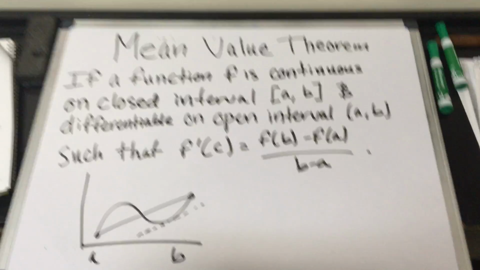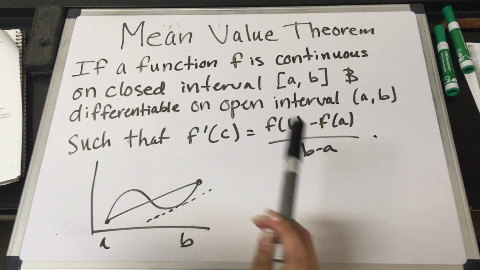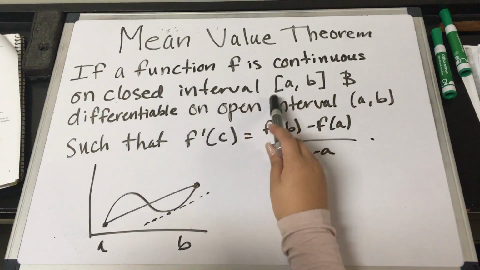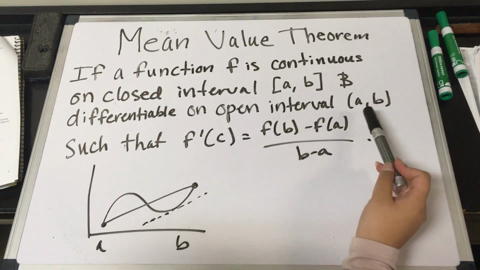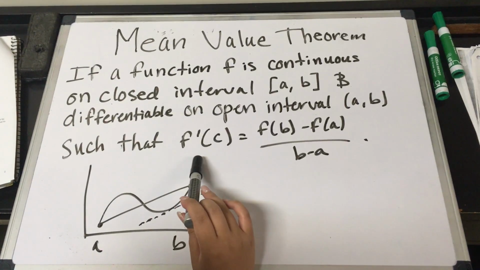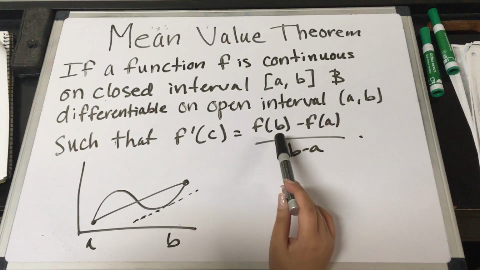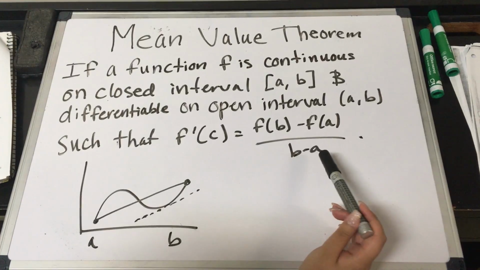So basically what the theorem states is that if a function f is continuous on the closed interval a through b and differentiable on the open interval a through b, then there exists a c such that f prime of c equals f of b minus f of a over b minus a.